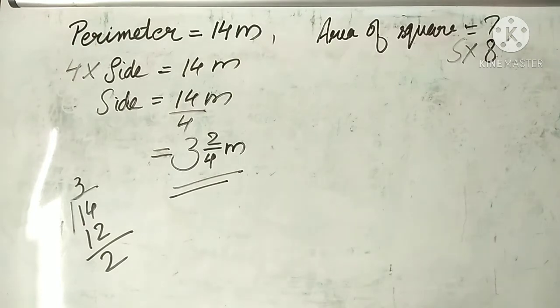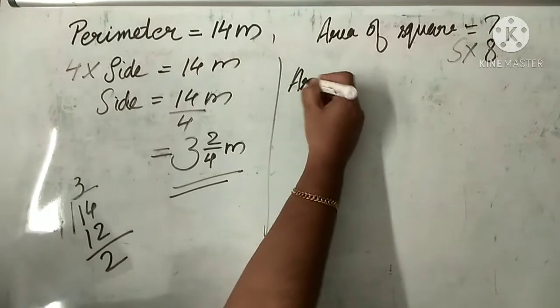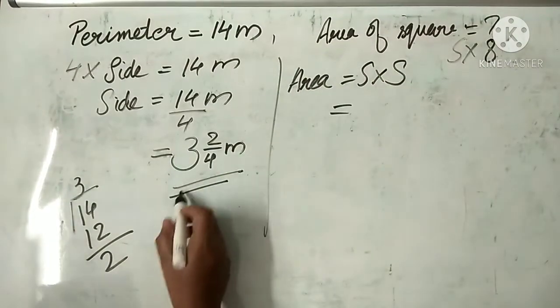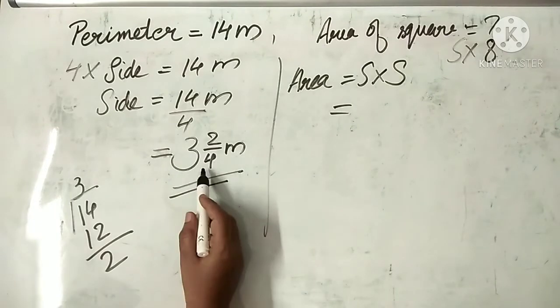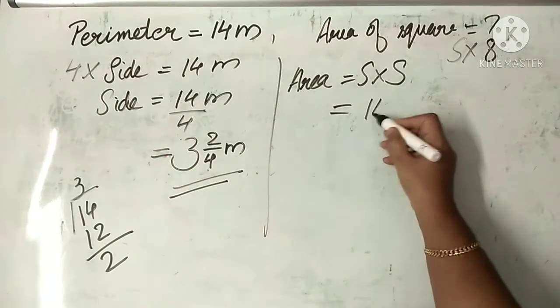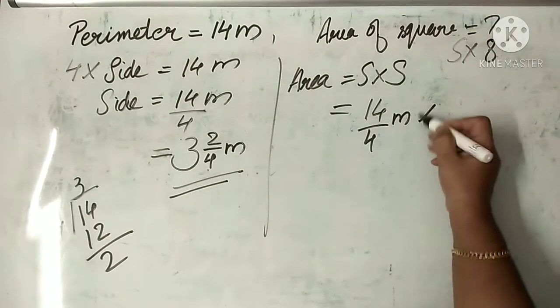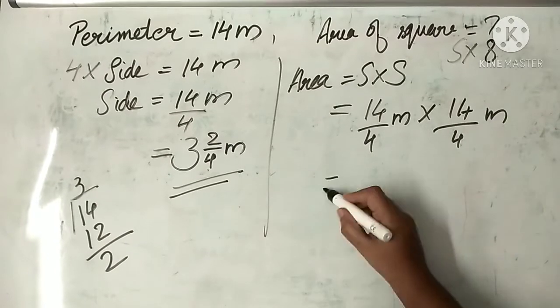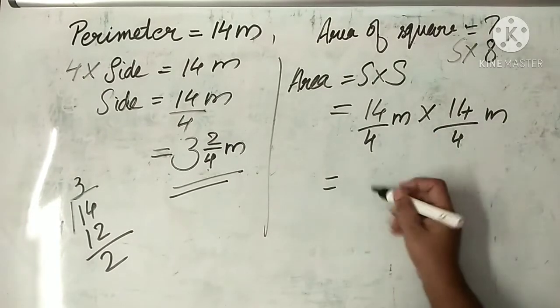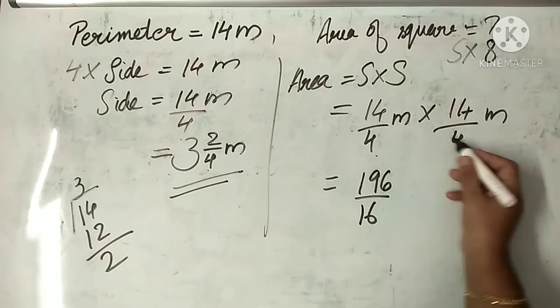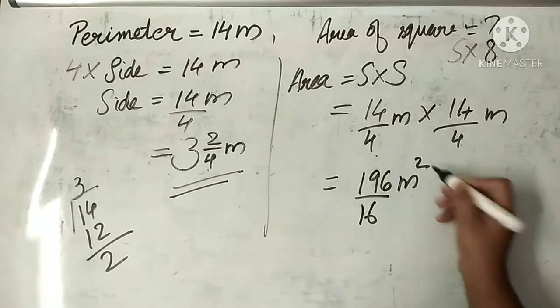Now we are going to find the area of the square. Area is equal to side into side. Now we substitute the value, side into side. 3 2 by 4 meter, that is 14 by 4. So 14 by 4 meter into 14 by 4 meter. When we multiply this, 14 into 14 is 196, by 16, 4 4s are 16, meter square.